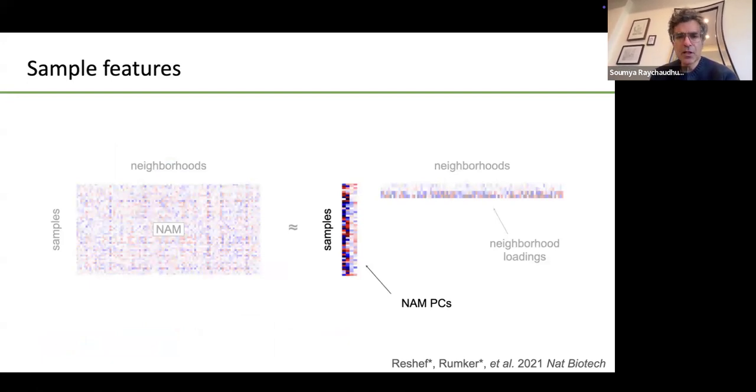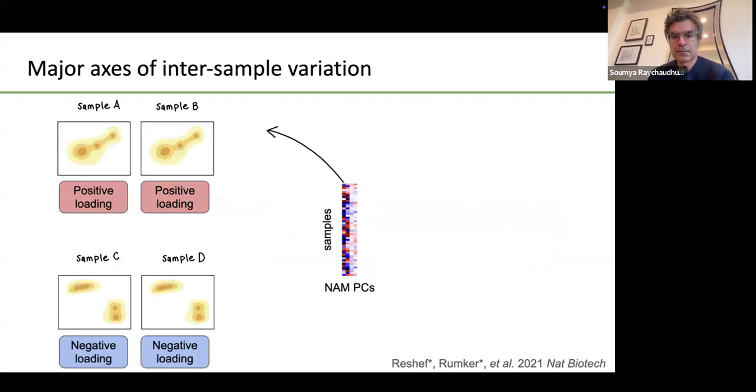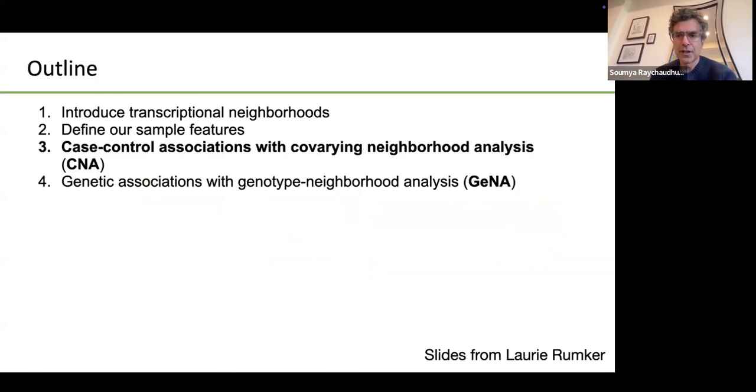So these NAMPCs become really important. They become our kind of sample features because they reflect that neighborhood abundance for these hundreds of thousands of neighborhoods, but they effectively aggregate the neighborhoods that are most similar to each other. And now what we can do is take every sample and think about the NAMPCs specifically and focus on that as our way of understanding the features. So how can we use this to do case control analysis?